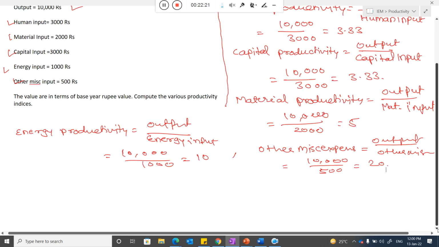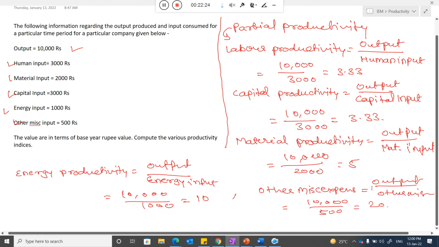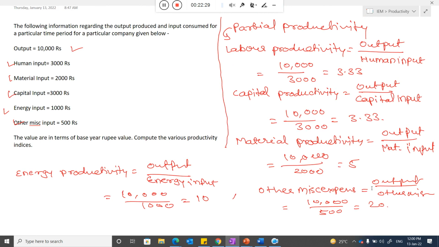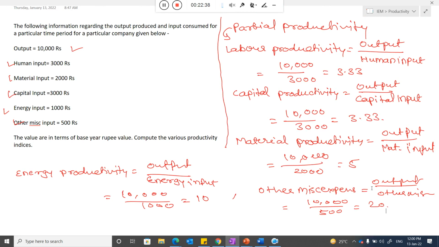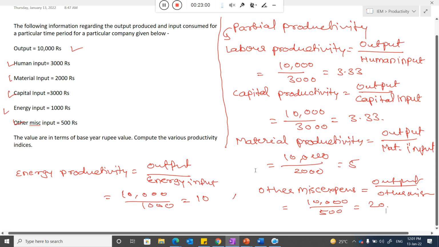Now the point is, what is the advantage of this particular thing? The advantage is that you can easily compare the different sectors. Like you can compare the labor productivity with the capital productivity, and you can say the labor productivity is 3.3 and capital productivity is 3.3, both are doing the same type of thing. But when you compare with the energy productivity, then you can say the energy is providing good productivity compared to the others. When I talk about the material, then in terms of the material we are good compared to the labor and capital. That type of comparison you can easily do in any organization.